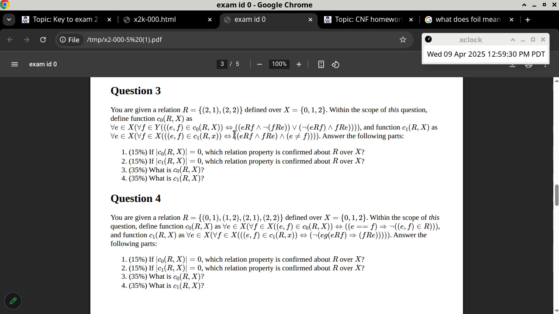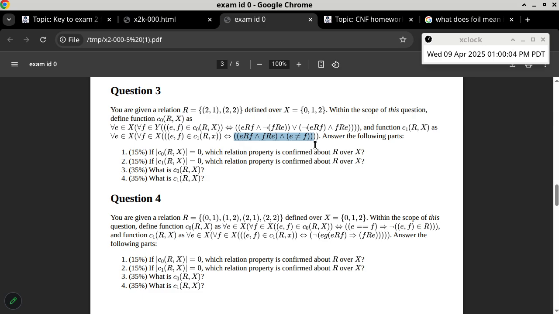For this particular C1, the focus is on this, which says ERF and FRE, and E does not equal F. So now you have to remember which property of a relation has some of the same kind of elements in it. It is antisymmetry. Antisymmetric is fine. One is a verb, one is the adjective, and one is a noun. So it is antisymmetry.